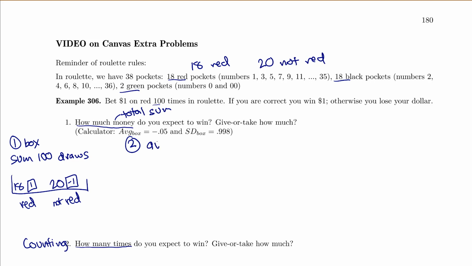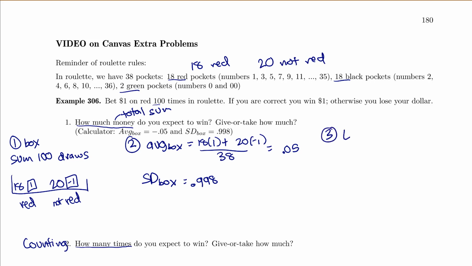Step 2 is find the average of the box and estimate the SD of the box. So average of the box, you just do 18 times 1 plus 20 times -1 and divide by how many tickets there were, which is 38. That should give you -0.05. And we need to find the SD of the box. There's not just zeros and ones, so that would take me longer to actually find and put into Fun with Stats. It's going to be a little bit more difficult. So on this problem, I would just give it to you, a 0.998 to save you time.